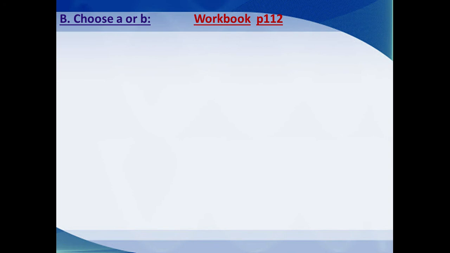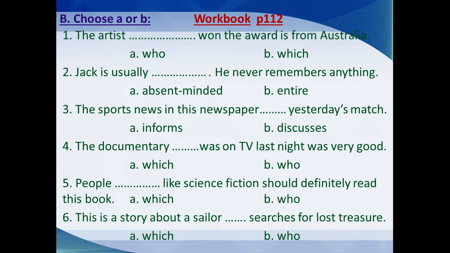Okay. The next exercise, choose A or B. The artist who won the award is from Australia. The artist, الفنان أو الرسام. للعاقل بنستخدم who. Oh, very good. The artist who won the award, الرسام اللي فاز بالجائزة, is from Australia. Number two, Jack is usually blank, he never remembers anything. لا يتذكر أبدا أي شيء، يبقى نقول عليه very good, absent-minded, شارد الذهن.